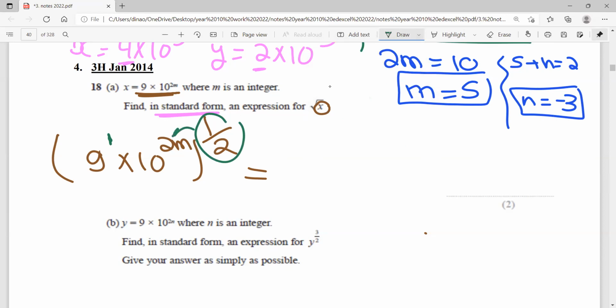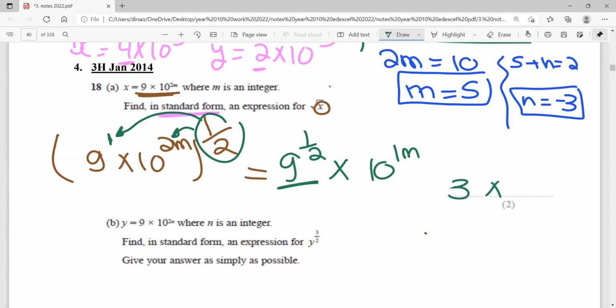So we do this half times the 2m, and this half times the power of the 9. It's not 9 times half, it's 9 power half, times 10 to the power of half times 2m. Of course, I multiply the half by 2 so it becomes 1, and the m remains the same. You can do this on the calculator, or the sharp ones will notice right away that 9 power half is square root 9. So the answer is 3 times 10 to the power of m. Is this standard form? Yes, this is standard form and needs no change.